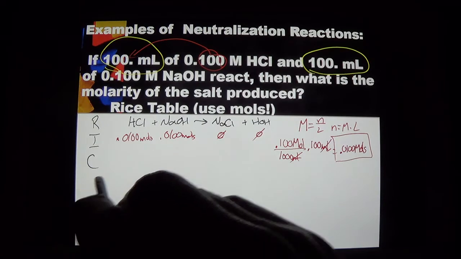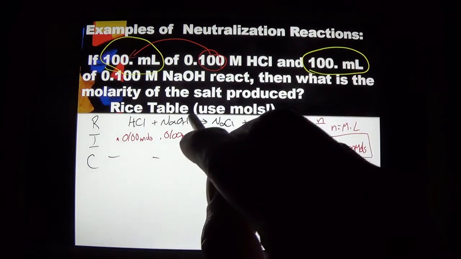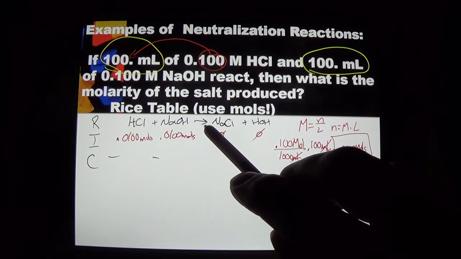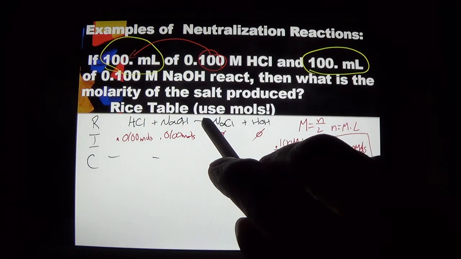Now let's talk about change. Well, I have lots of reactants, no products. I'm going to lose some. How much do we lose? Now check this out. This is not an equilibrium arrow. This is a one-way arrow. It's a one-way arrow because it's a strong acid and a strong base, and by definition they get one-way arrows.